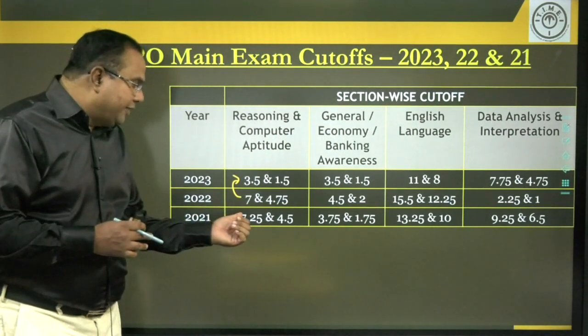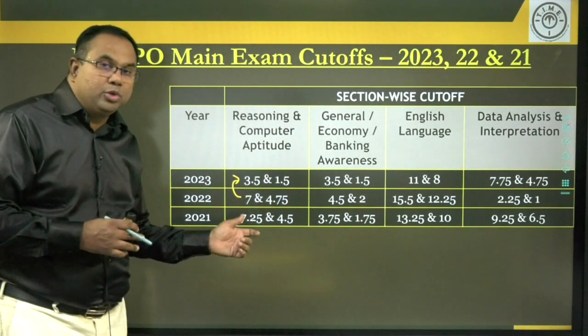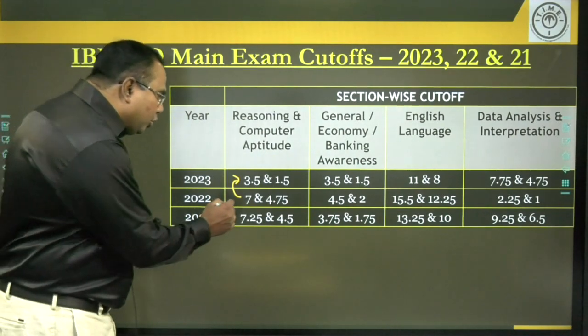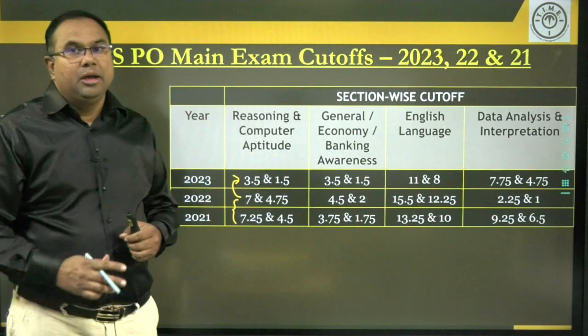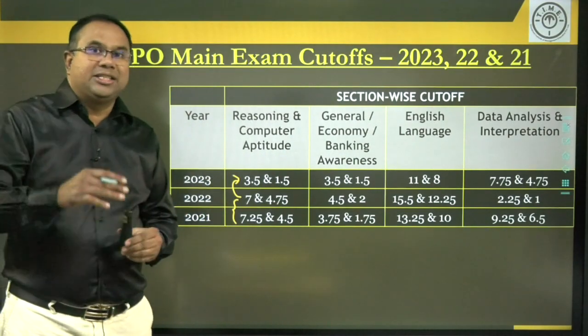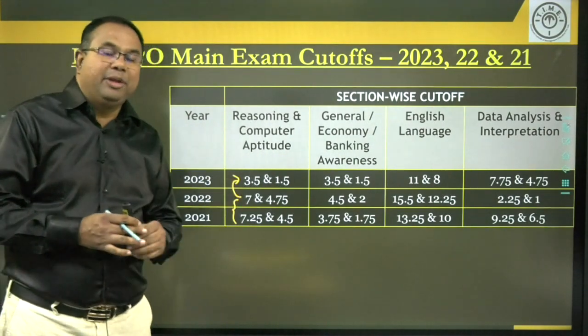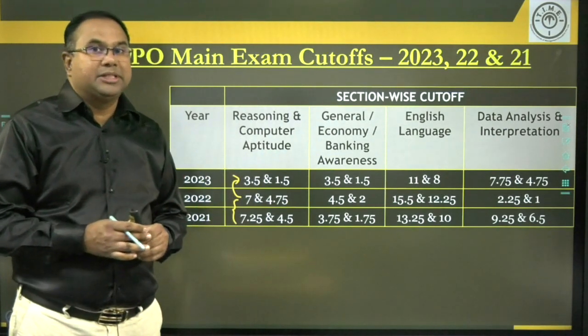Now 7.25 and 4.5 in 2021. That means 2021 and 2022 were almost the same, not much of a difference here. But in 2023 there is a drastic decline, almost half. The cutoff has come down by 50% here.